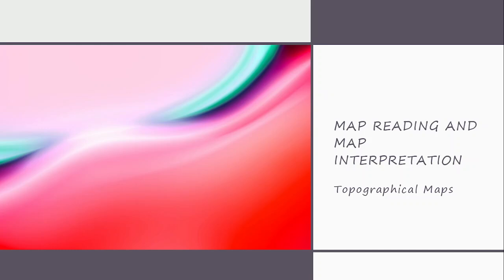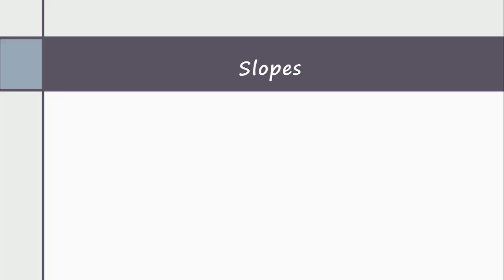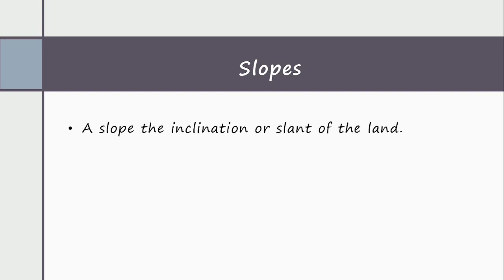So today we'll move on to the other relief feature, that is, we'll discuss the slopes. We'll see how various slopes can be shown in these topographical maps. A slope is simply the inclination or slant of the land. That inclination, that kind of depression of a given land, we can say a slant, is what we call the slope. So that's the simple meaning of a slope.